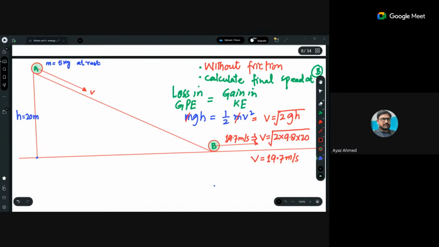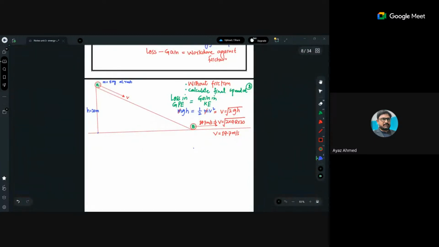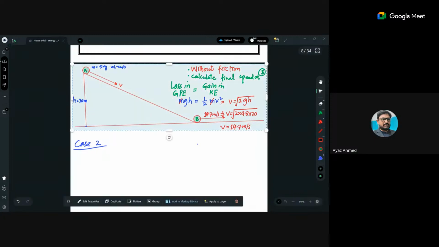Now I will consider the same case, and that case is the ball sliding down. Now case 2: same ball, same mass, everything same.